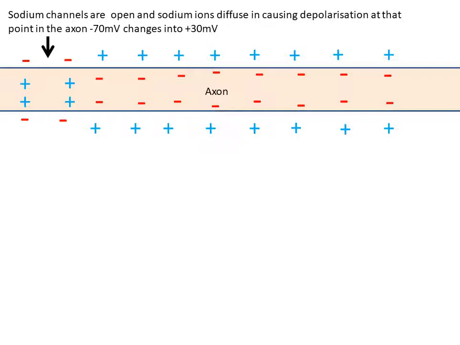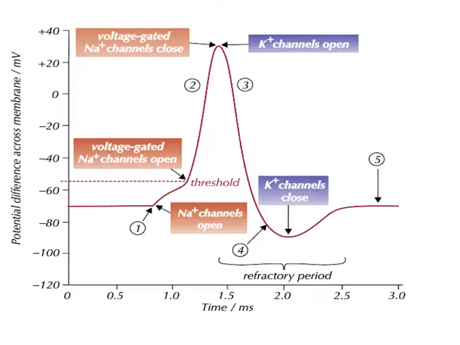So this can be just shown with this simple diagram. So sodium channels are open and sodium ions diffusing in, causing depolarization at that point in the axon. So minus 70 millivolts changes to about plus 30 millivolts.